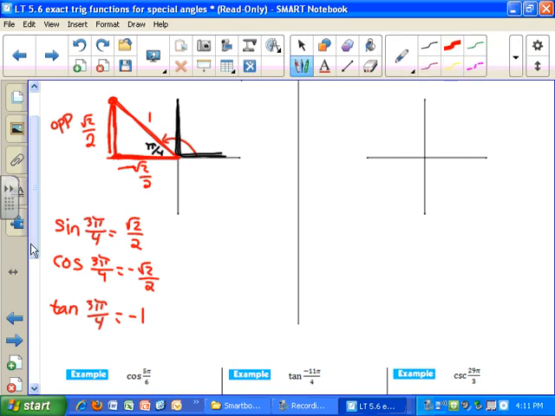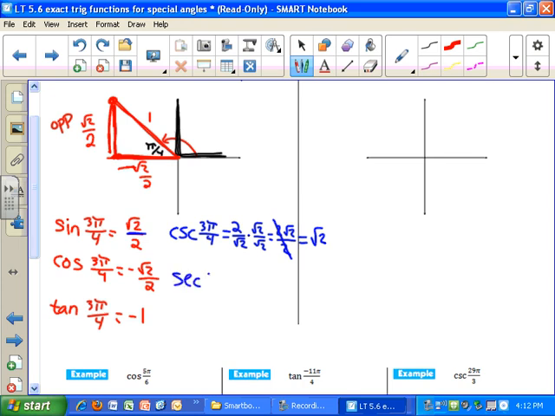It asked us to find all 6 functions, which means we need to find the cosecant of 3 pi over 4. For that, we just have to flip this fraction and write down the reciprocal. So it would be 2 over the square root of 2. I don't like the square root in the denominator, so now I end up with 2 square roots of 2 over 2. And those 2's are going to cancel. And so the cosecant of 3 pi over 4 is just the square root of 2.